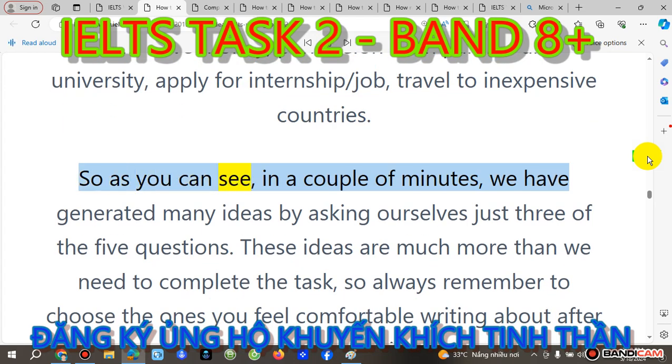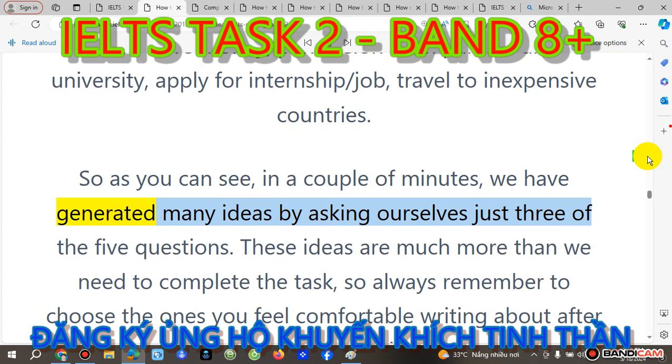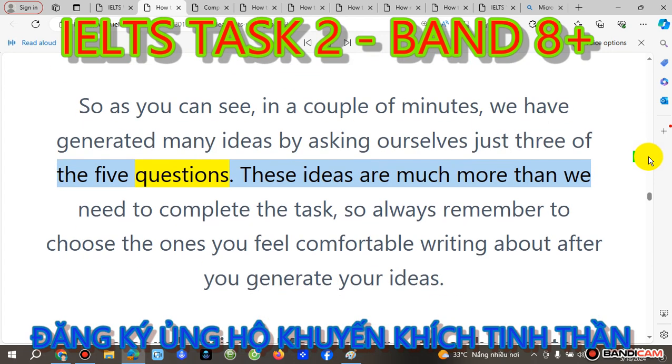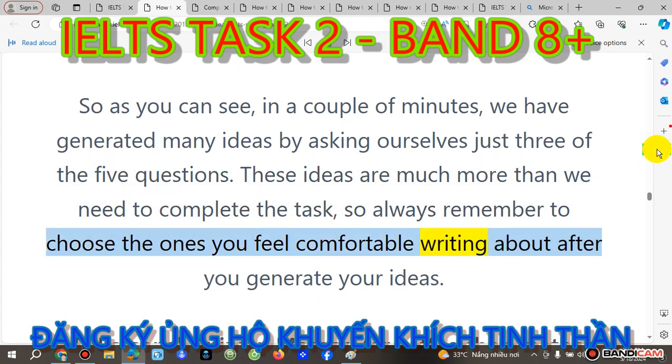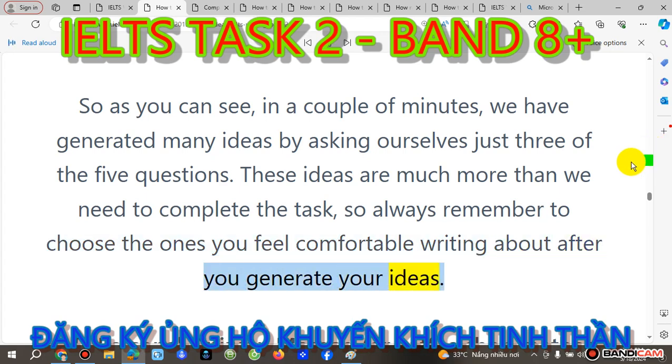So as you can see, in a couple of minutes, we have generated many ideas by asking ourselves just 3 of the 5 questions. These ideas are much more than we need to complete the task, so always remember to choose the ones you feel comfortable writing about after you generate your ideas.